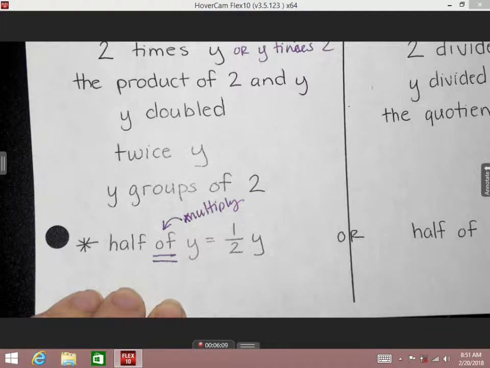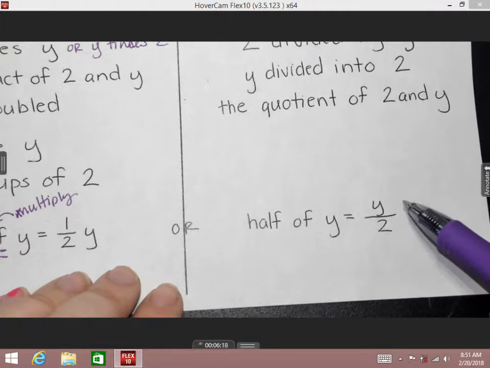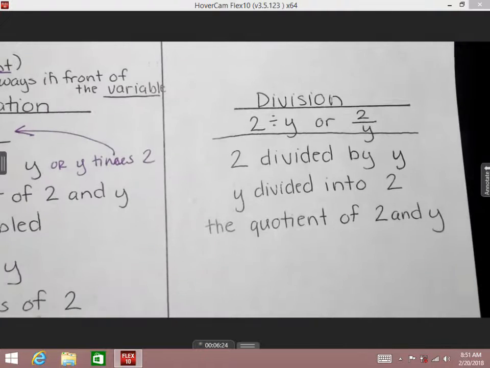If I want to know half of something, you can only divide by 2. So another way of saying half of y would be by doing y divided by 2. So that's another option. Okay.